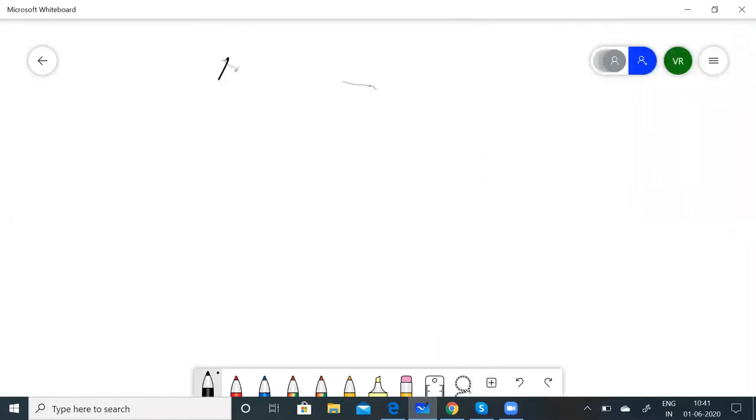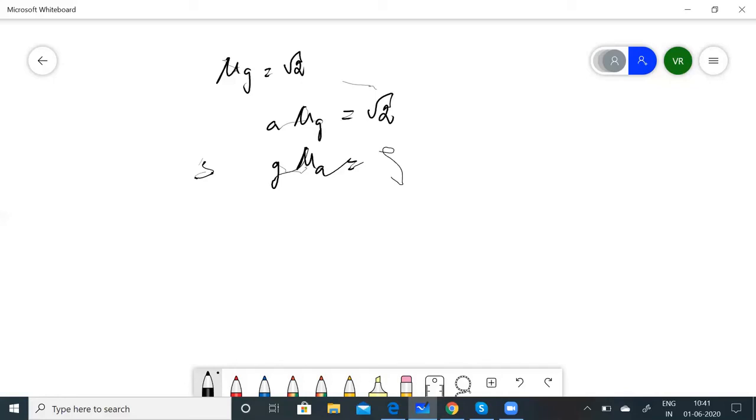Now it's given that a mu g is equal to √2. A mu g, in the sense it is now going to be with respect to glass, it is now going to be √2. Air with respect to glass is now going to be √2. So therefore, g mu a will be equal to the reciprocal of this, 1 by √2. So angle of incidence from glass to air is given as 45 degrees. All right. So 1 by √2 is equal to sine 45.